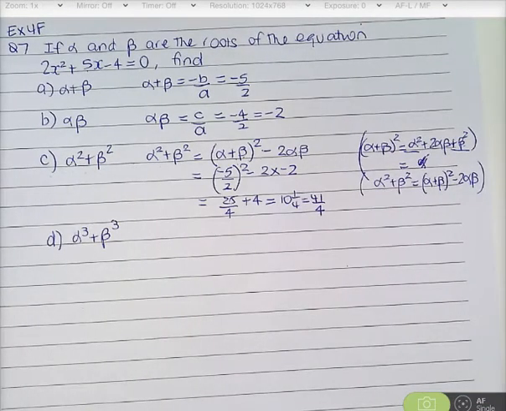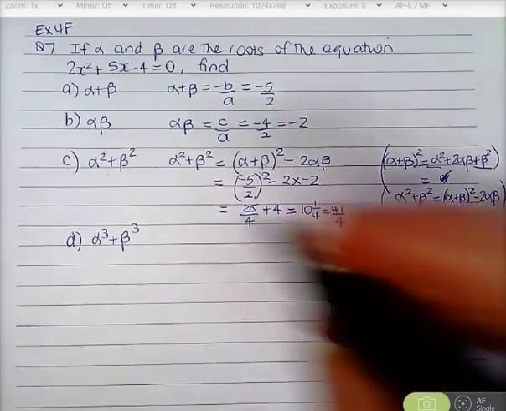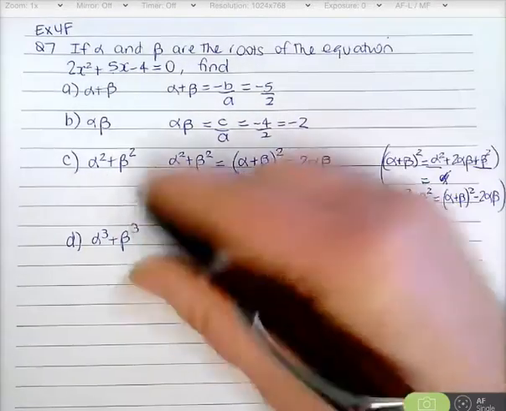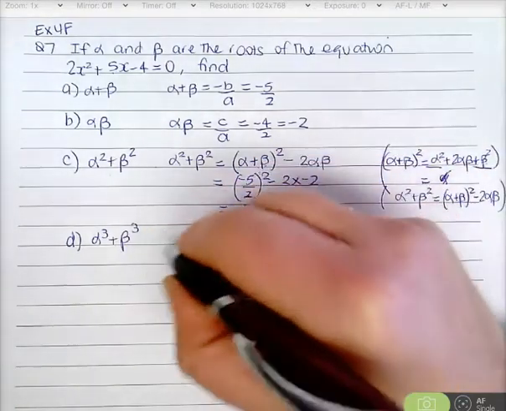Now, you've done those before, okay? Part D is what is a little bit different, okay? Now, alpha cubed plus beta cubed. Remember, part D is done after part C, so it's going to use the result from part C.